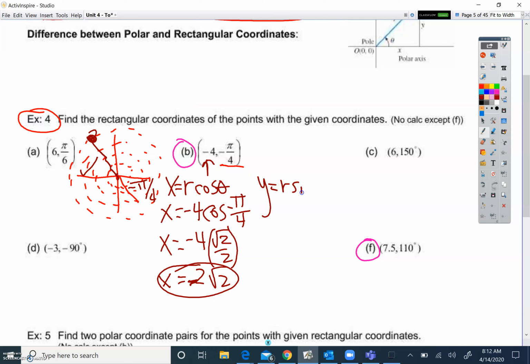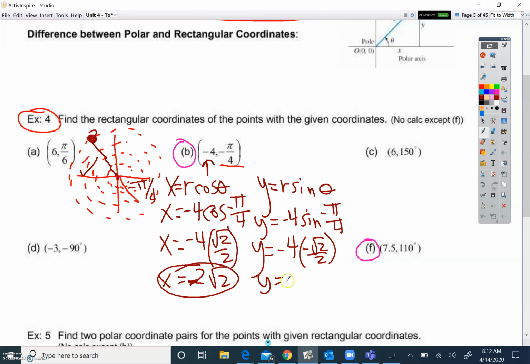Y equals r sine theta. Y equals -4 sine of negative pi over 4. And this time, because it's sine, it's going to be -4 times negative square root of 2 over 2. Simplified is -2 rad... I'm sorry, it's positive. Negative times negative is positive. +2 rad 2. So the answer to B as an xy coordinate is going to be negative 2 rad 2, 2 rad 2, x, y.